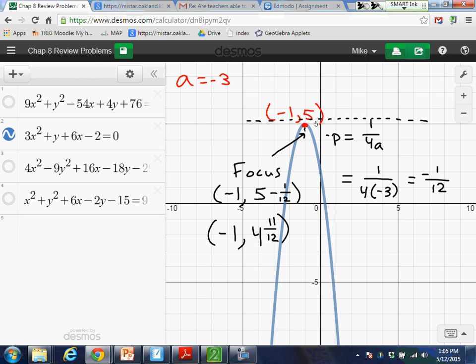And the directrix, again, will be 1/12 of a unit above the vertex. So the directrix, which is this line right here, it's a nice horizontal line. The equation is y equals 5 and 1/12. Okay, 5 plus 1/12. There it is.